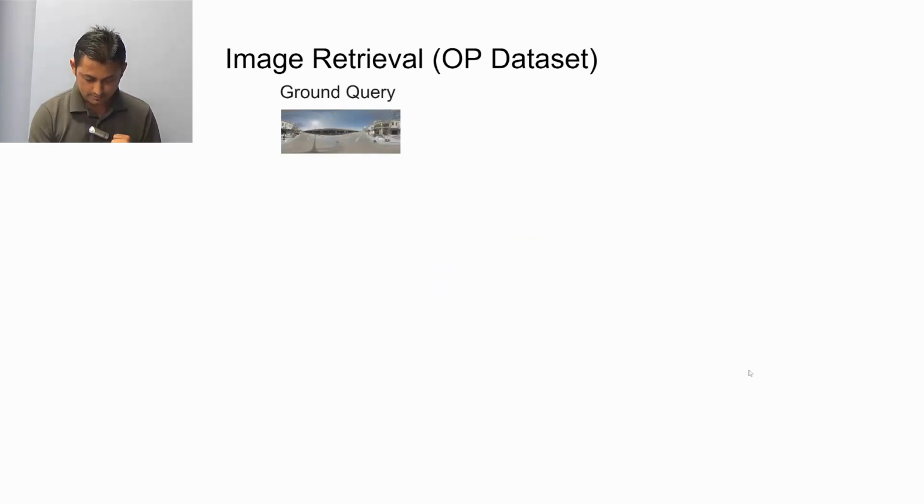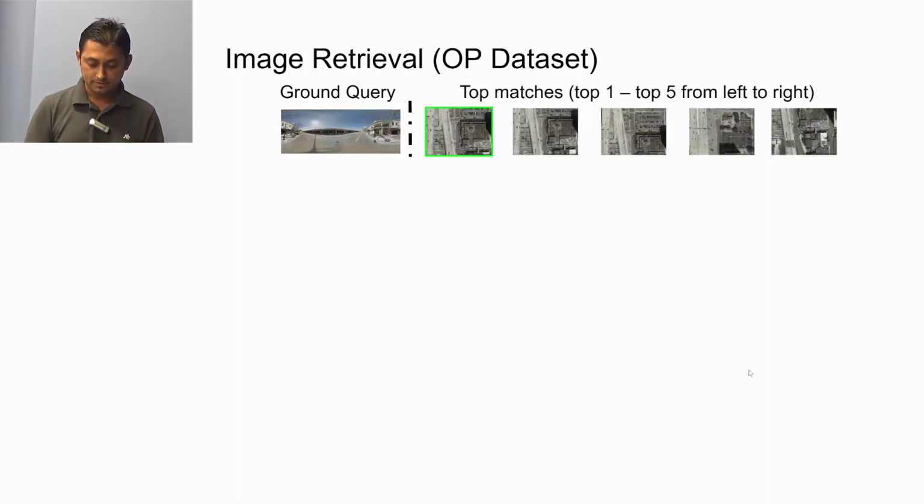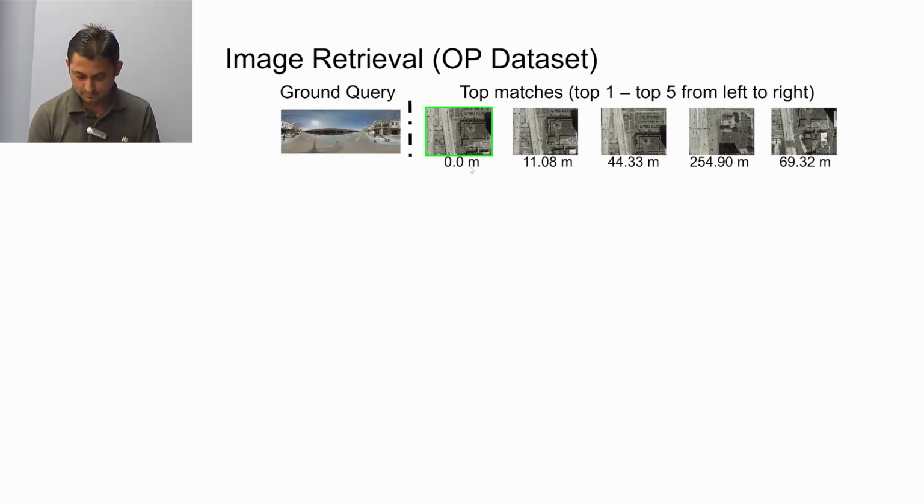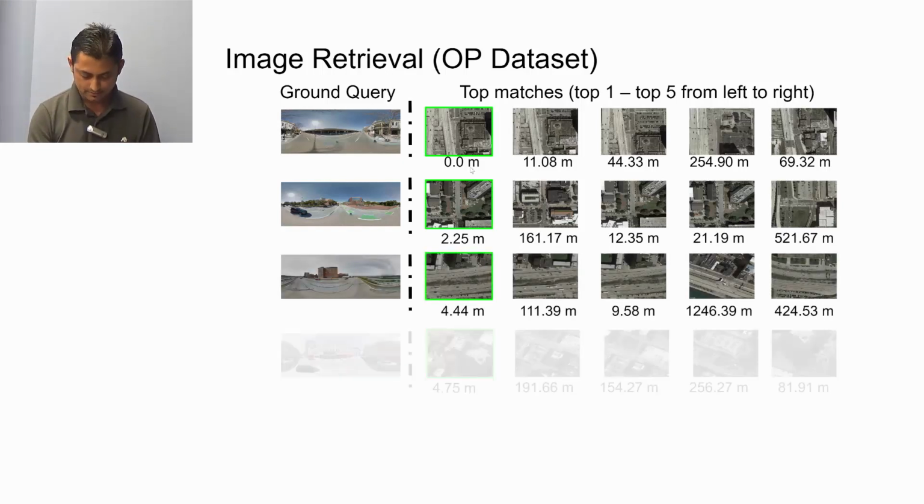Let's look at some more qualitative results. Here we show the ground query image followed by top 5 matches, the green one being the correct match. And the numbers below each of these images show the distances of these images from the ground query. So the correct match, which was at a distance of 0.0 meter, was the closest match. Here are more examples of the qualitative results with their distances and some more.